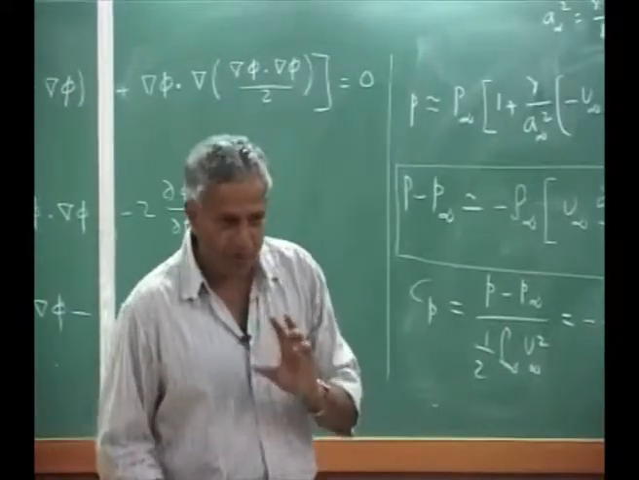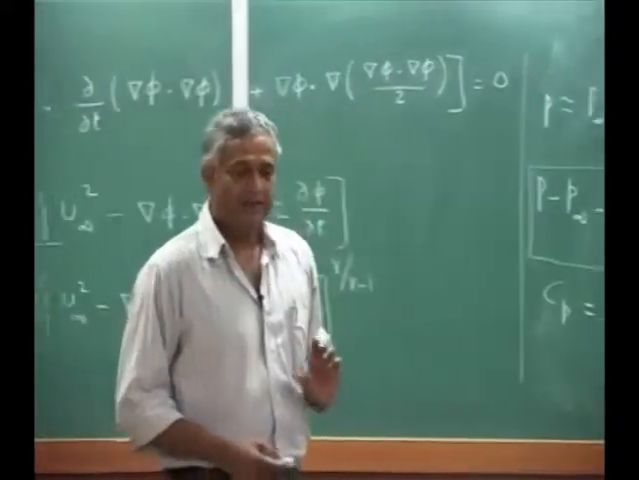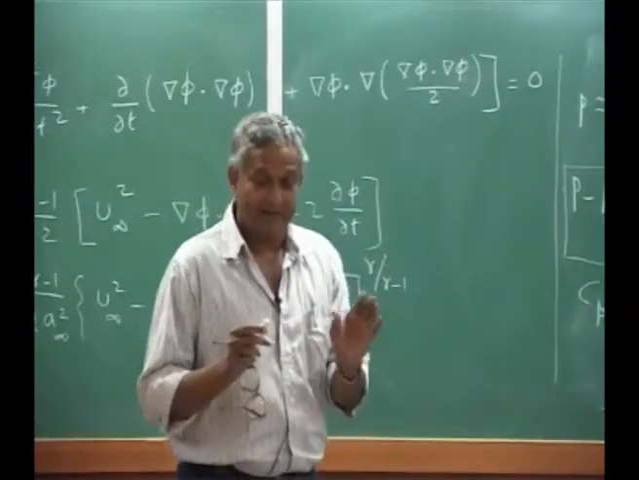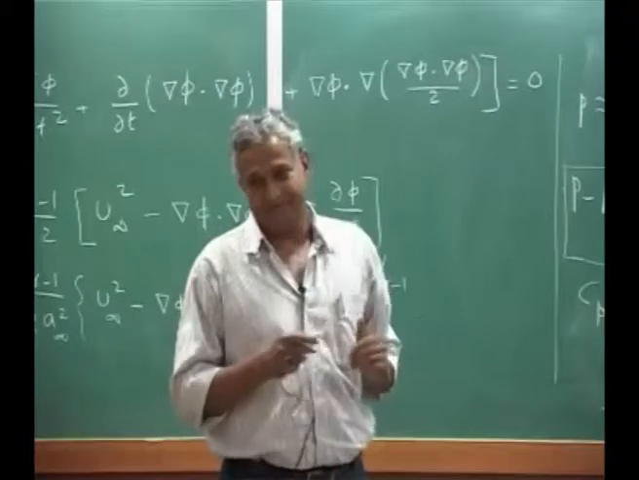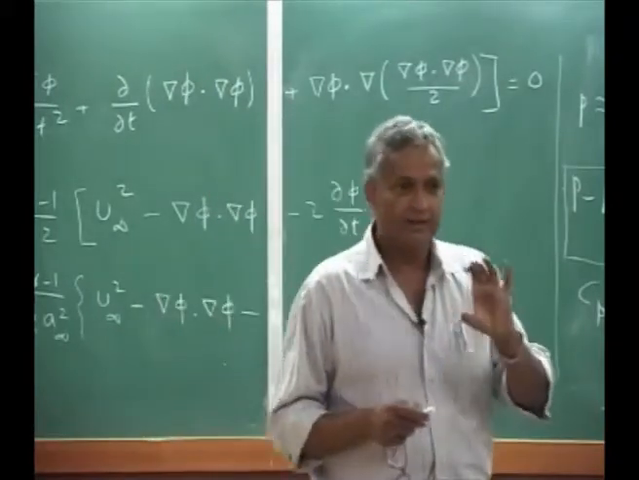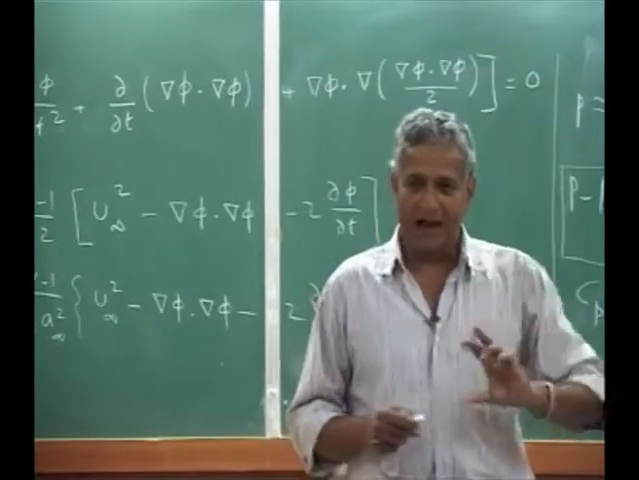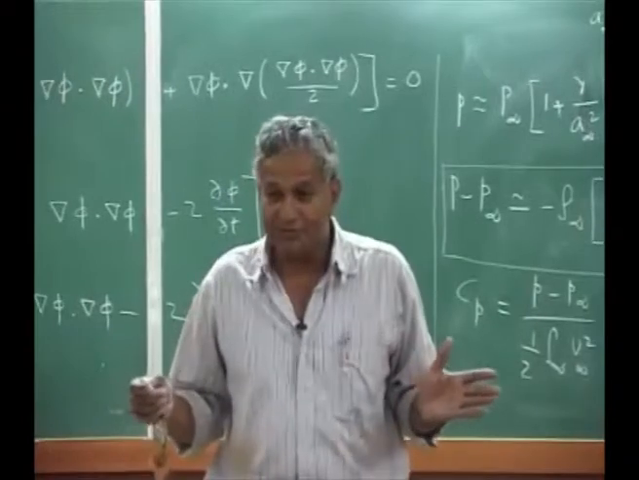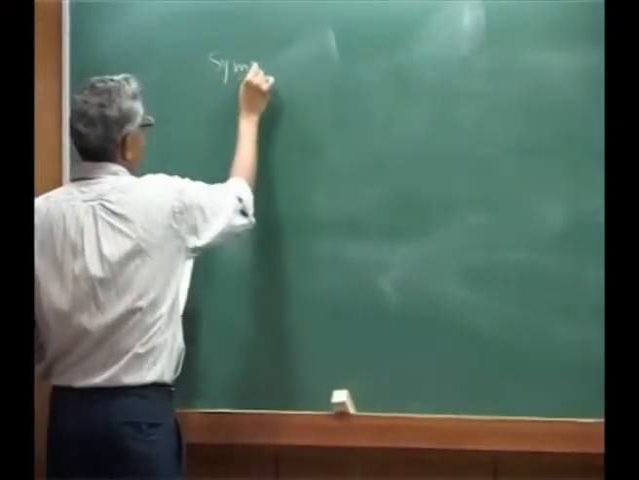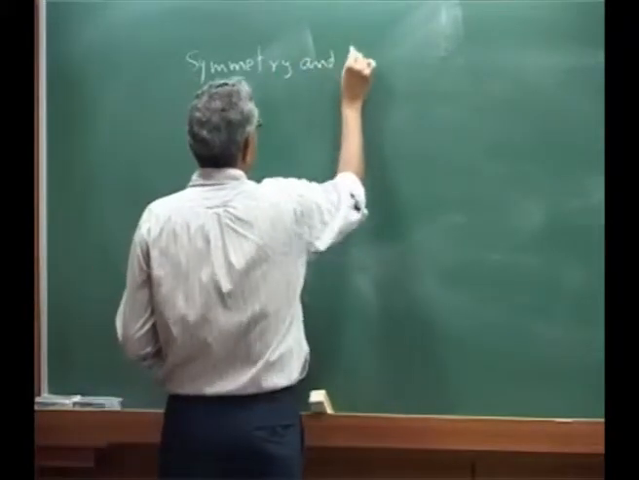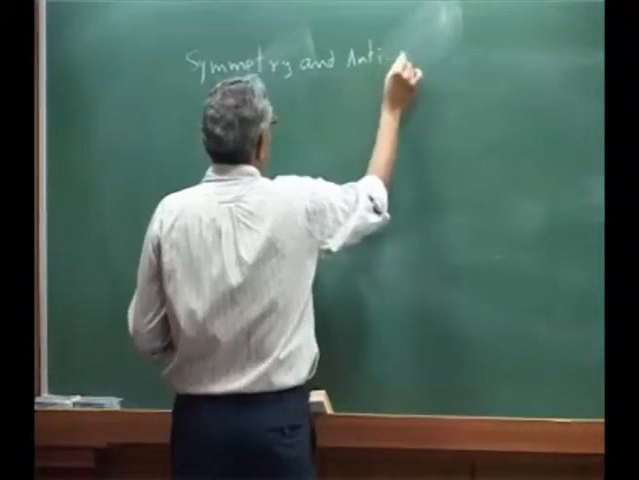Okay. Now what we will do is we will split that into two parts. The boundary condition itself, taking into account the thickness of the airfoil, and then by argument we will say that the thickness is not necessary to solve. So symmetry and anti-symmetry.